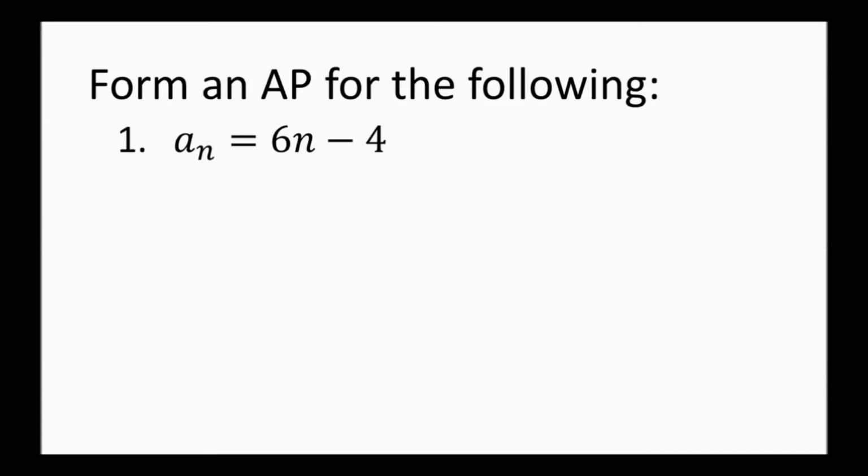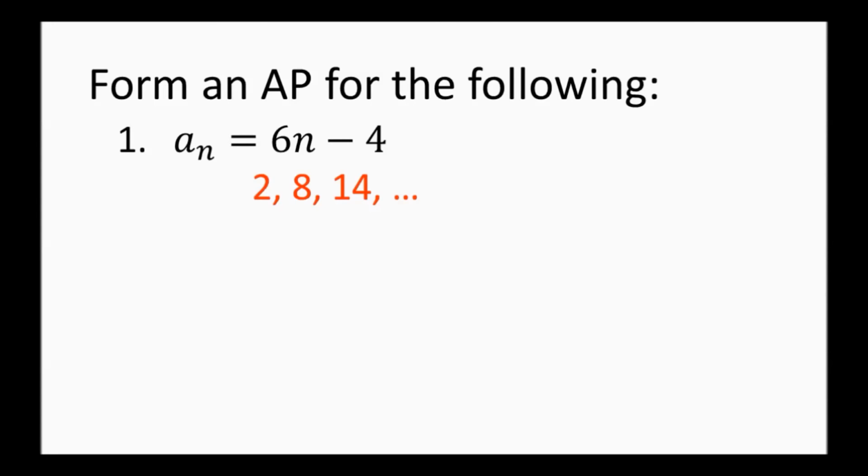Form an arithmetic progression in the following examples. The first: a_n equals 6n minus 4. Yes, it will form an arithmetic progression because the right hand side is linear. If I substitute n equals 1, I will get the first term, that is 2, and the coefficient of n is 6, which is my common difference. So 2 is the first term, 6 is the common difference. My arithmetic progression will be 2, 8, 14, and so on.